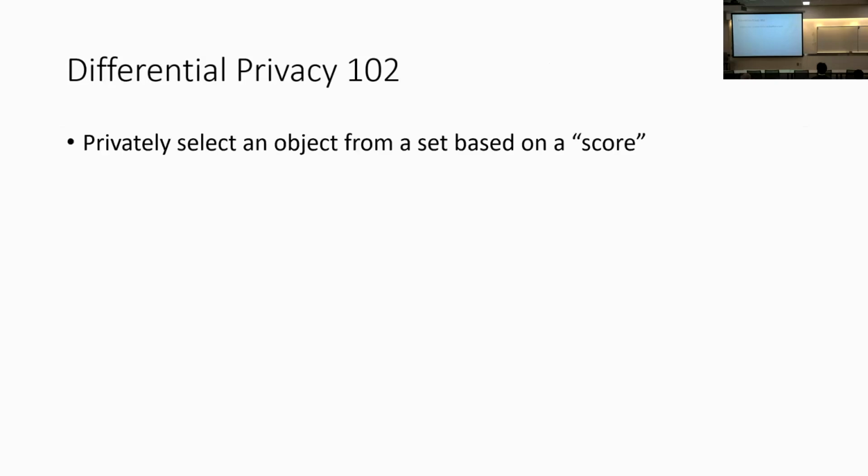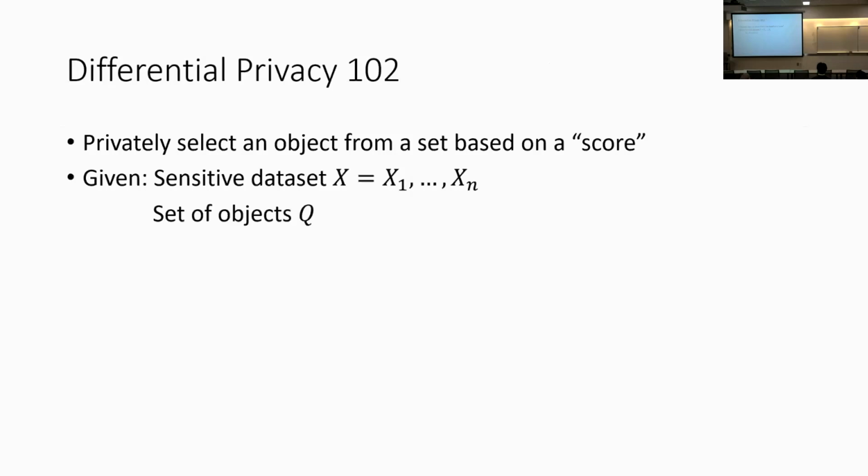The idea here is that this is useful for private selection of objects. I'll say it like this: privately selecting an object from a set based on score, kind of an optimization-based perspective. So here's the setting abstractly, and then we'll see how to apply it to our setting. We're going to imagine that we're given some sensitive data set of n data points. We have a set of objects Q, which is publicly known. And we're going to have a score function, which takes in the sensitive data set, takes in an object, and tells us how good that object is, measured by a real number. This is a little bit abstract, but I'm going to make it very concrete in the next slide.